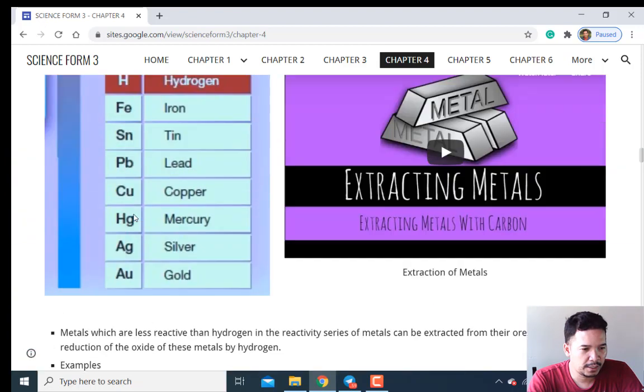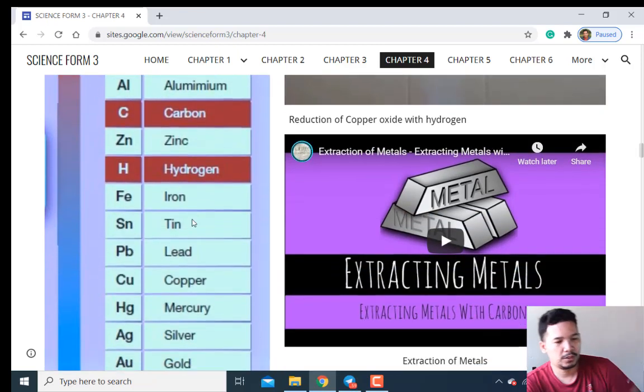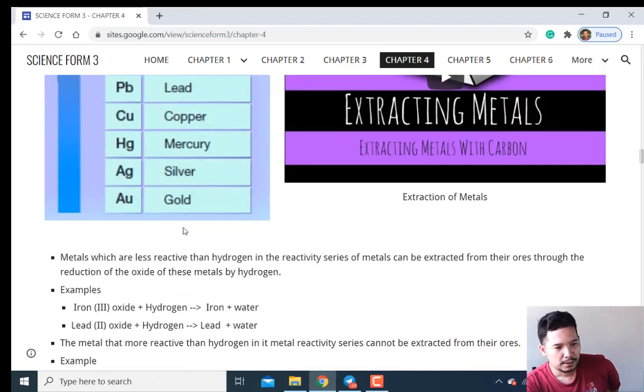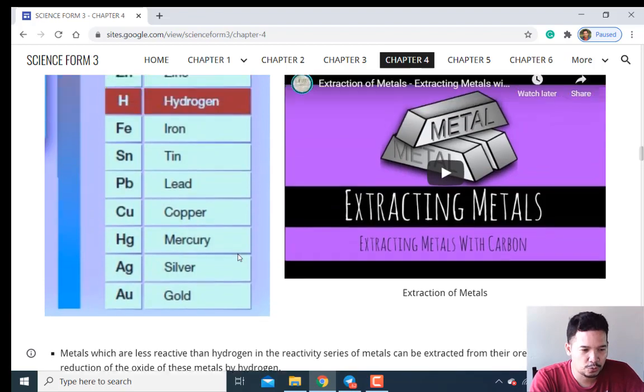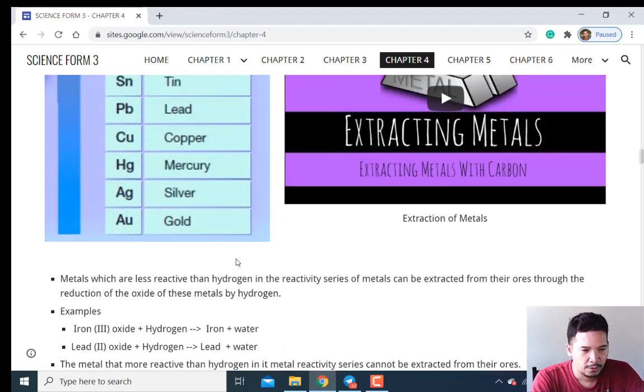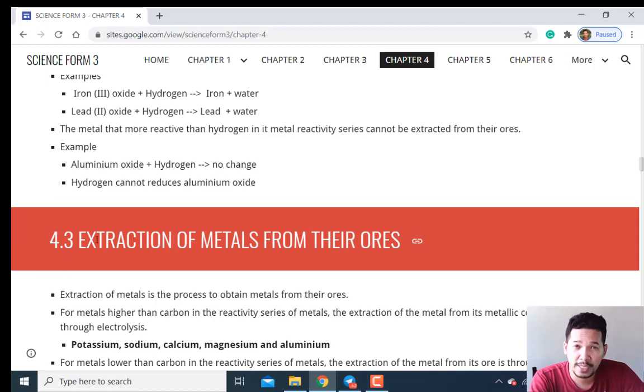So you need to understand the position of reactivity series of metals, so it's easy to understand the concept of hydrogen and carbon reaction towards metals. So the next one is 4.3.